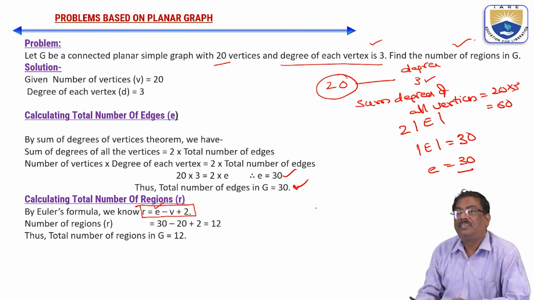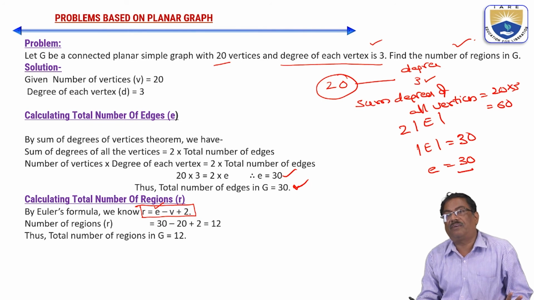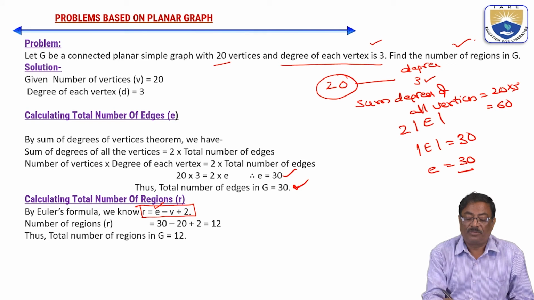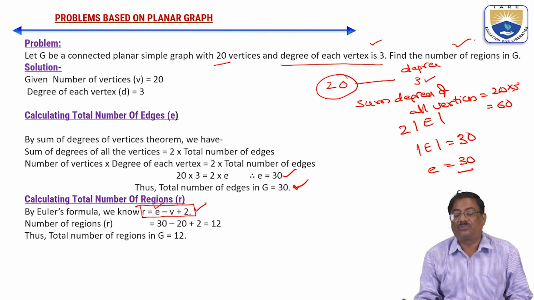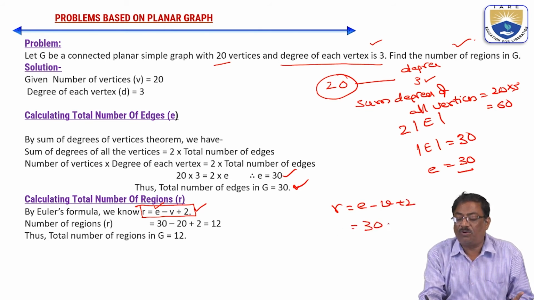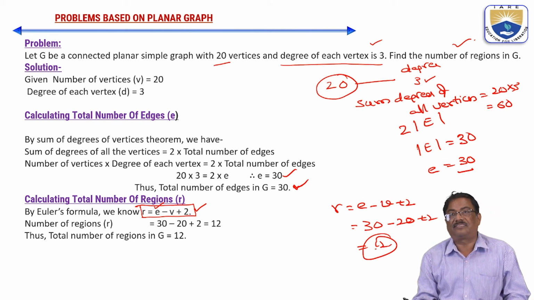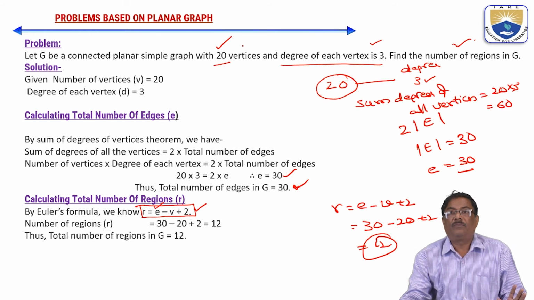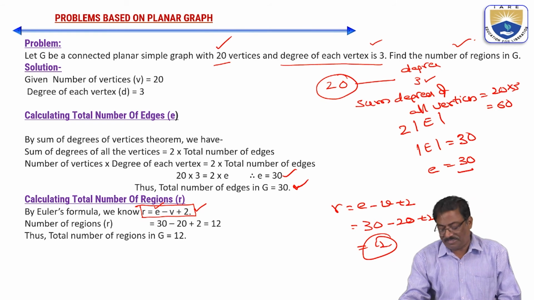The number of edges in the graph is 30. Then we are going to find how many regions it has. So we take Euler's formula: R equals E minus V plus 2, and R we have to calculate. E is equal to 30 and the vertices are 20, plus 2. So it is nothing but 12. There will be 12 regions for a graph having 20 vertices, where the degree of each vertex is 3.